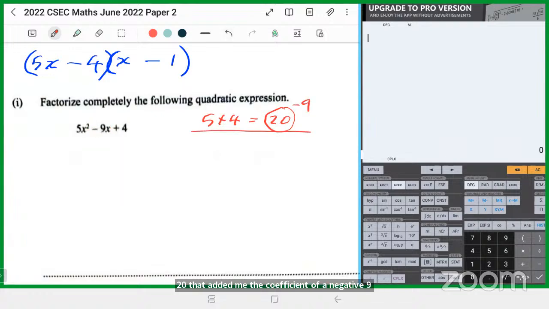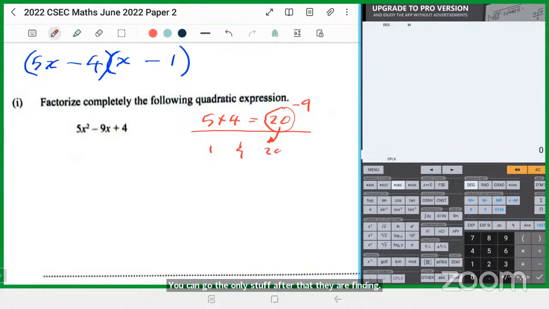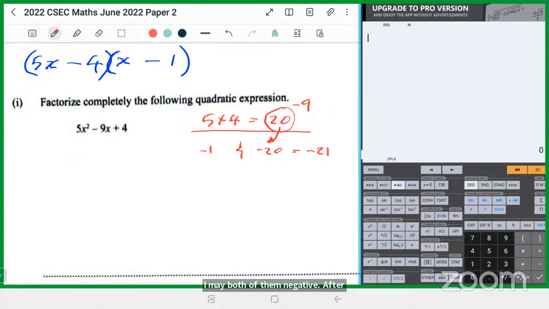So look at the reasoning now. You want factors of a positive 20. Factors of a positive number are either 2 positive numbers or 2 negative numbers. Since you want the sum to be negative, you're going to have to use 2 negative factors of 20. I know it's 5 and 4, but let's say you don't see that. You can go down the list of factors until you find them. The first 2 I would try is 1 and 20. I make both of them negative. They add to negative 21. That's not what you want, because the middle term is negative 9.